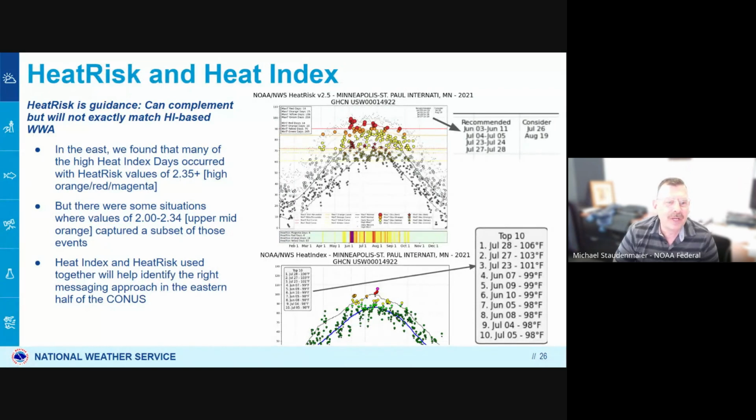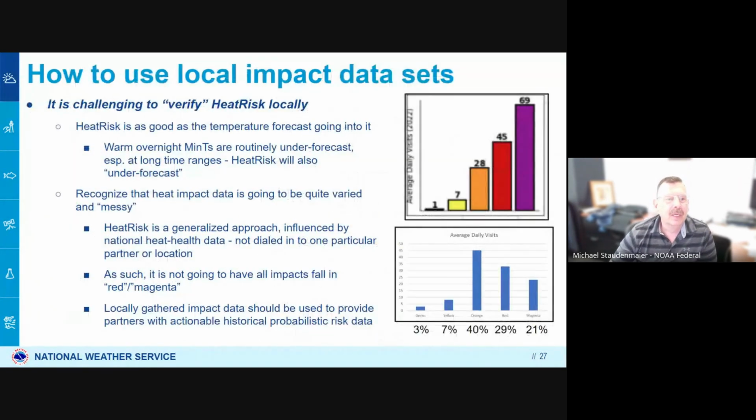While we picked this one example to show you, we observe this type of relationship generally at the other 40 Eastern United States sites that we used for this development activity in 2022. It can be challenging to verify heat risk locally. Since the approach really is focused on identifying those top-level heat events using a 95th percentile approach, heat risk pretty much will verify as well as the temperature forecasts do.